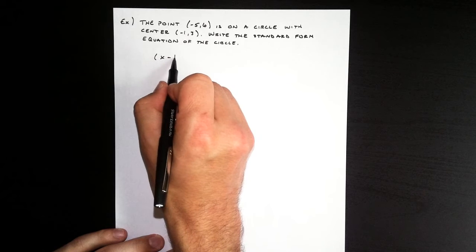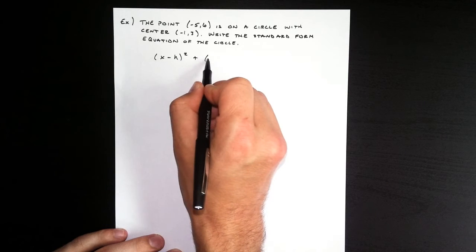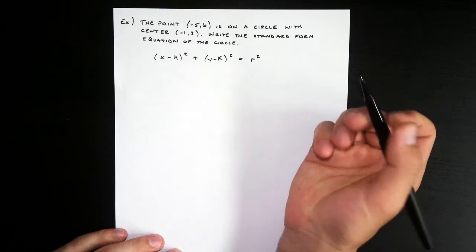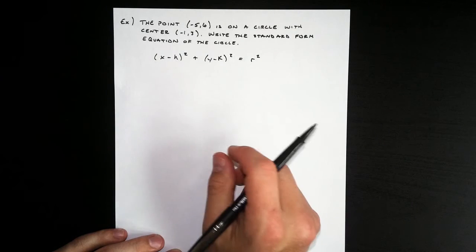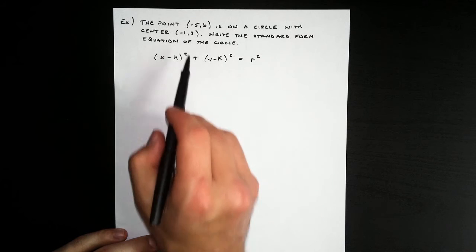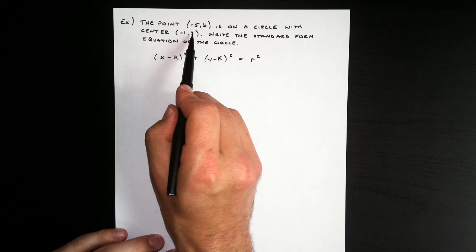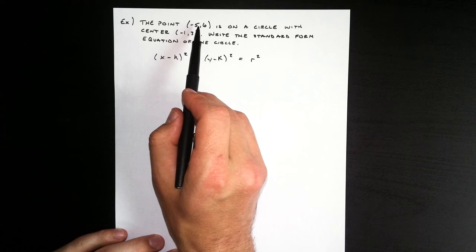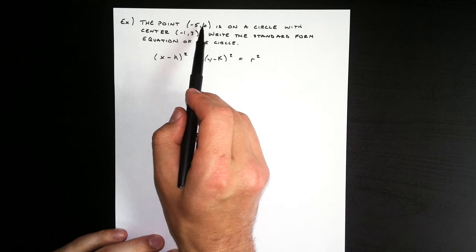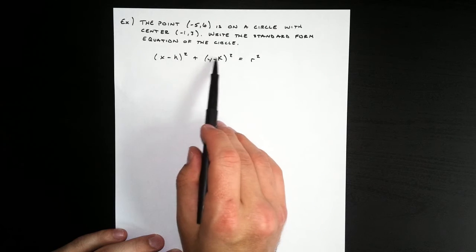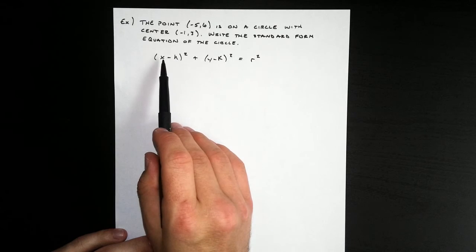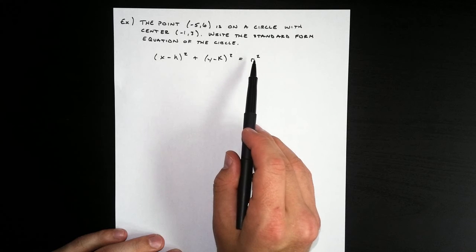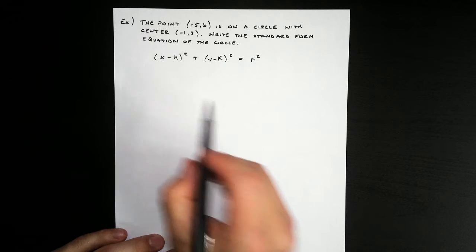Otherwise, if we just recall our standard form equation for a circle, we can use this to find r as well. The center, this is h and k, and the point that's on the circle, this is just a pair of x and y. So I know h, I know k from the center, I know x, I know y from the point I'm given. That only leaves r as the variable we can solve for.